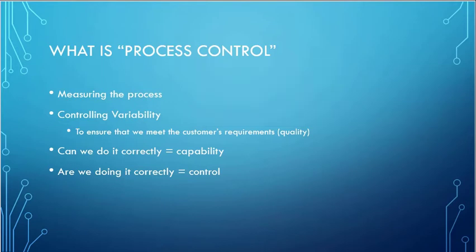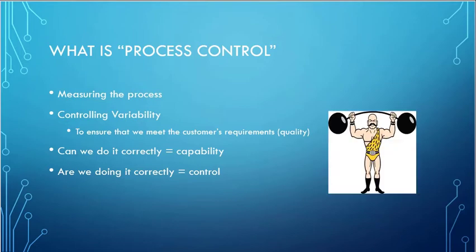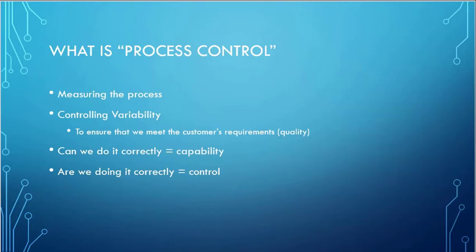Once we understand the variation of the process, then we can answer the question of capability. Can we do it correctly? Is the variability within the range that allows us to meet our customers' requirements? And then, are we doing it correctly? Is a question of control. If we continue to be within the bounds of that variation, then we are doing it correctly.